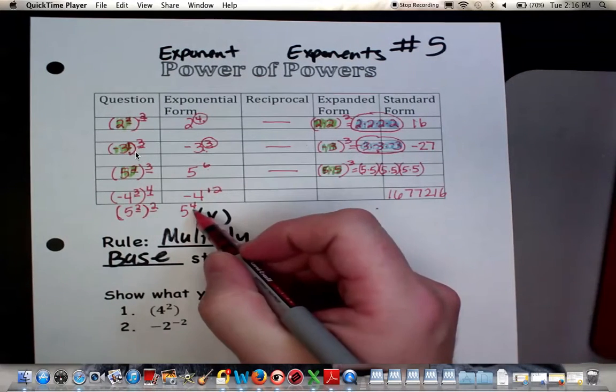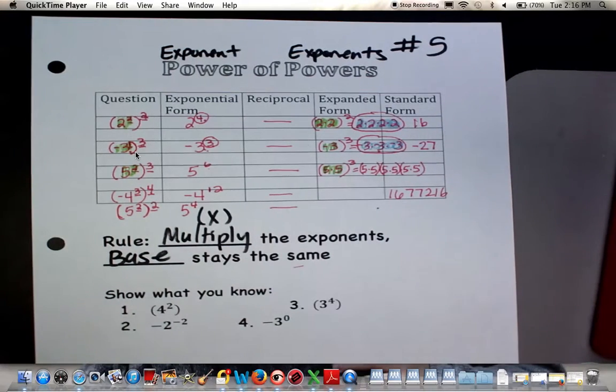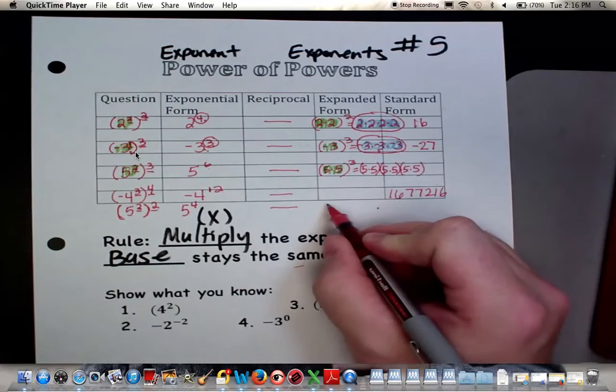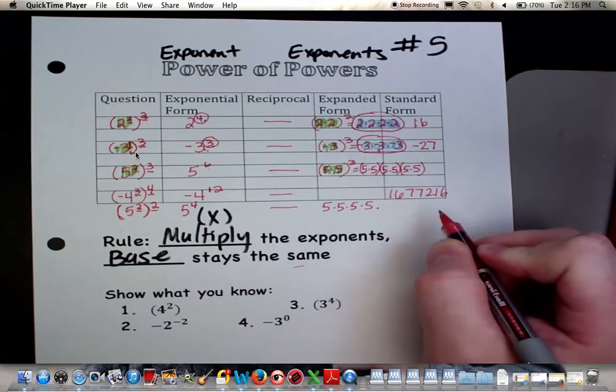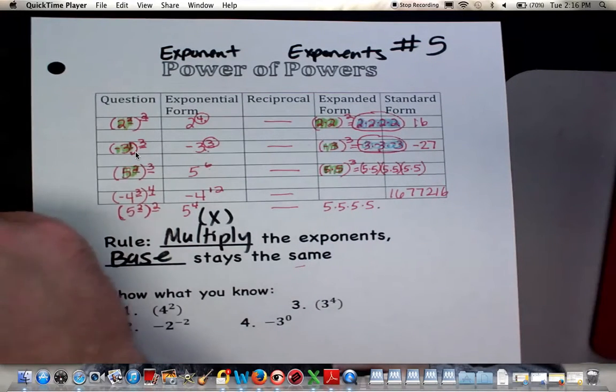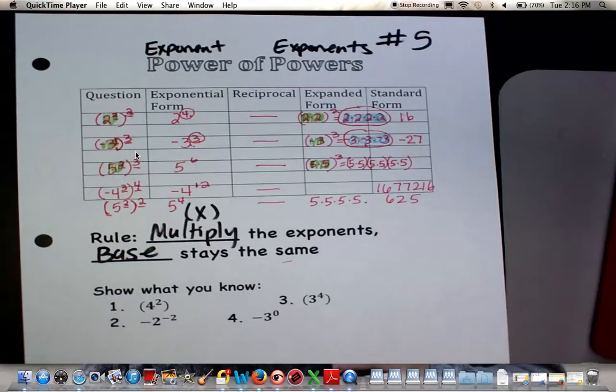Is this a negative exponent? Nope. So I don't need a reciprocal. My expanded form is just 5 times 5 times 5 times 5. And when I do that, 5 to the 4th power, I get the answer 625.